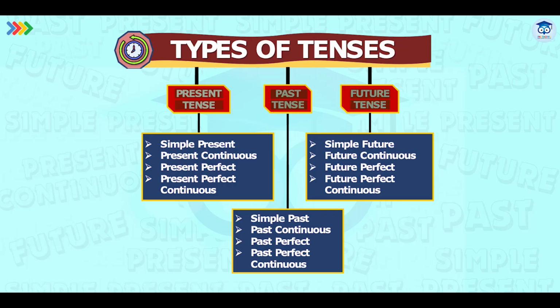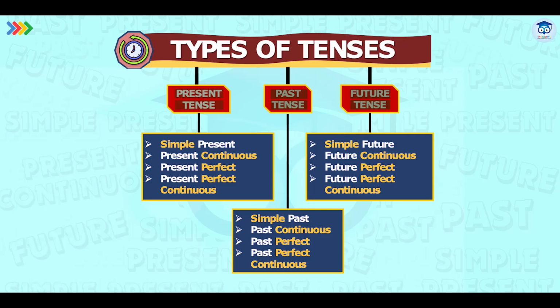We now know that tenses are divided into three main categories: present, past, and future. Let's take a closer look at the types of tenses under each of these categories. Each tense category, present, past, and future, is divided into four forms: simple, continuous, perfect, and perfect continuous. These forms help us describe actions in more detail based on time and duration. For example, when we use the present tense, here's how the sentence changes depending on the form.